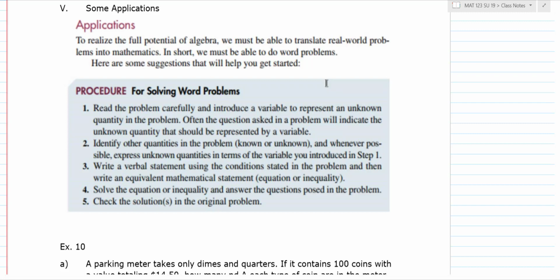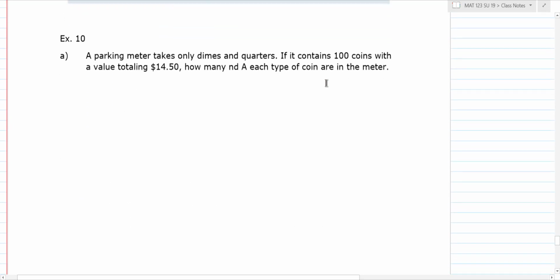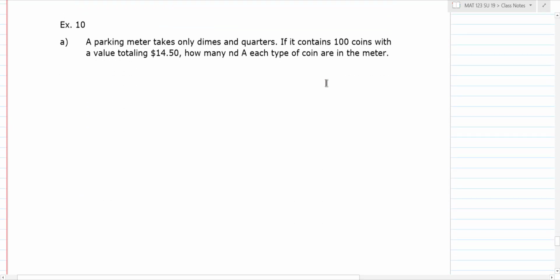The two examples I'm going to do could be done by trial and error, but algebra speeds up the process. So I'm going to go down to example 10, and you don't really need to write down what I'm doing at first, because I'm going to do this by trial and error. It says a parking meter contains just dimes and quarters. It contains 100 quarters. The value of that money is $14.50.